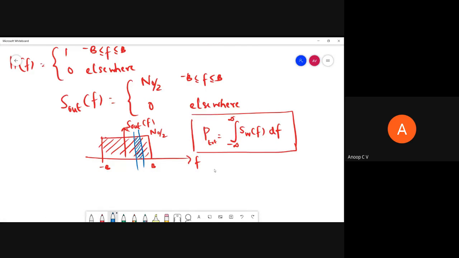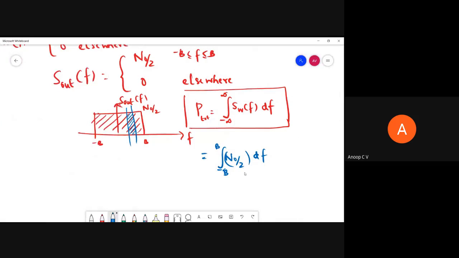So the total power is the power under this power spectral density curve. That is equal to the integral from minus infinity to infinity, which reduces to minus B to plus B, of N naught by 2 times df. N naught by 2 is a constant, so we can take it out. It's obvious that the height is N naught by 2 and the length is 2B. So the area, we don't have to integrate; we know how to find the area of a rectangle, length times breadth. So it is N naught by 2 times 2B. It will be N naught B.